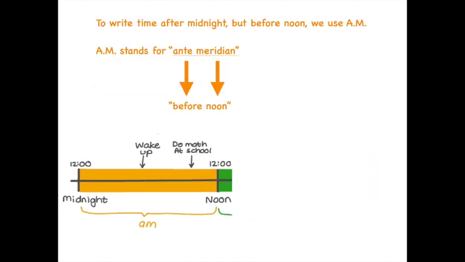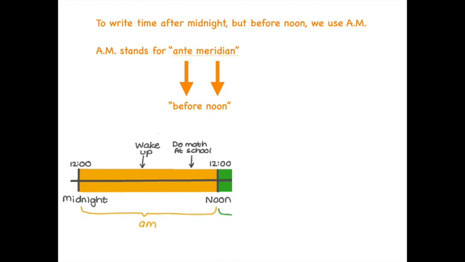So to write the time after midnight but before noon, we use AM. This AM stands for ante meridian. Try and say that. Ante meridian. Okay, this means before noon. So that word ante and the second word meridian, those kind of sound funny, don't they? Those are words from a different language called Latin. So a lot of the words that we use in English stem from a different language called Latin.